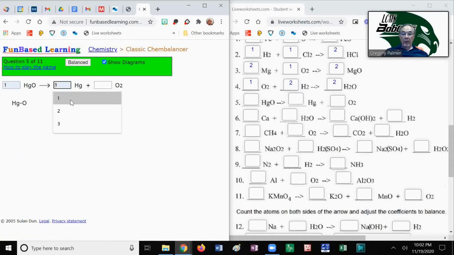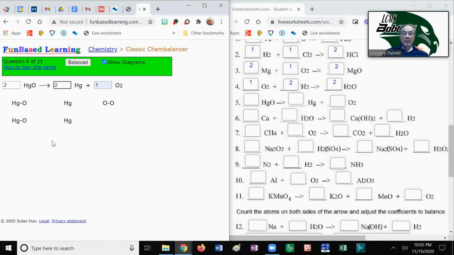Helps if you put in the 1 coefficients. Okay. So you've got in this compound, in the mercury oxide, we have an Hg and an O. Over here we have 1 Hg, but we got 2 O's. So I'm going to have to bump this up to a 2 to get more oxygens over here on the reactant side. We got 2 oxygens and 2 oxygens, 2 mercuries, but only 1.